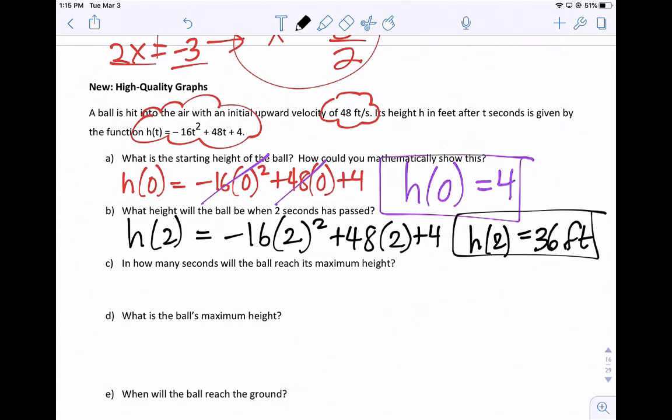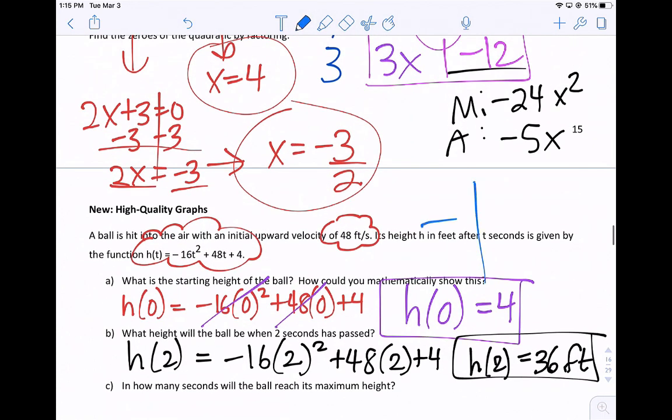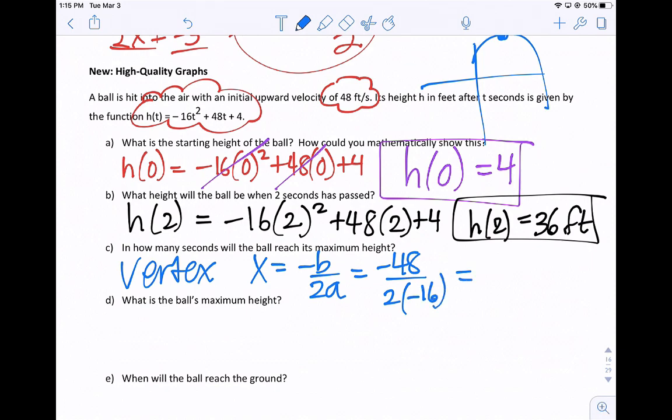In how many seconds will the ball reach its maximum height? If we draw a picture of this, it starts at a height of 4, it's going to go up and down. We're looking for the vertex. So this is the vertex. And for the vertex, we have x equals opposite b over 2a to find the x value. The opposite of b is negative 48 over 2 times negative 16. So we'll divide that out. Negative 48 divided by negative 32, and it would be 1.5 seconds. It will reach its maximum height.